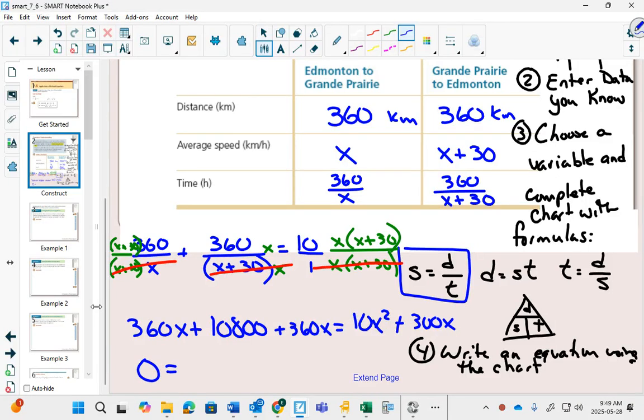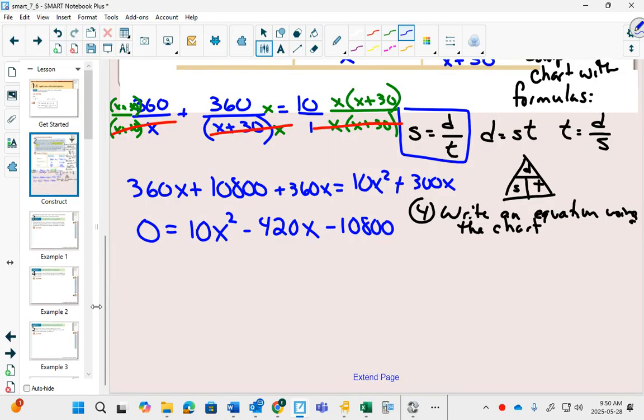Personally, I would make this side equal to 0 because my 10x squared is positive on the right-hand side. So if I combine my like terms, 360 plus 360 would be 720x. Move it to the other side, I get negative 420x. Currently, that looks like it's hard to factor.